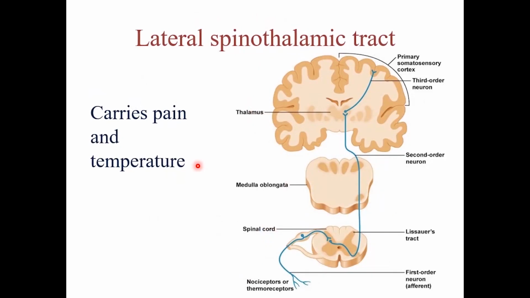The lateral spinothalamic tract is responsible for pain and temperature. The signals enter the spinal cord through the posterior horn cells, then it crosses to the opposite side at the same level and ascends in the contralateral spinothalamic tract on its way to the brain.